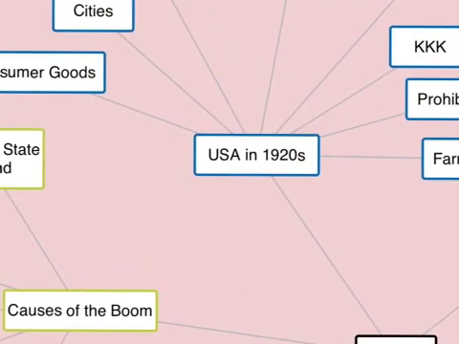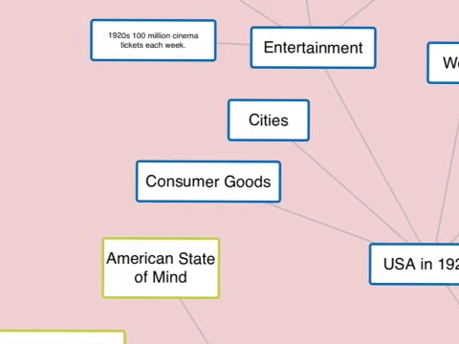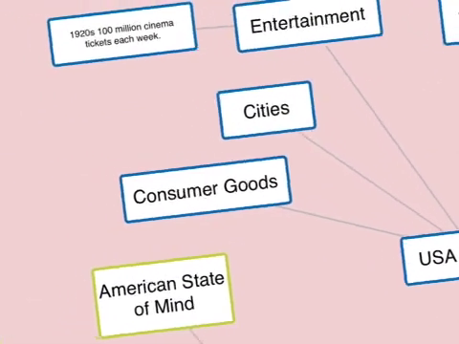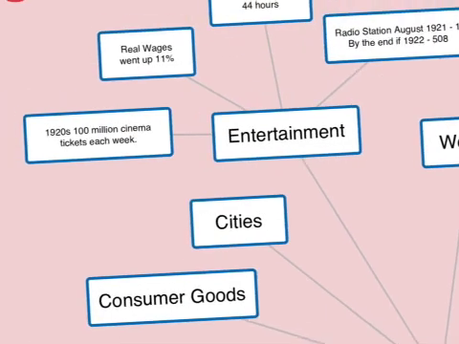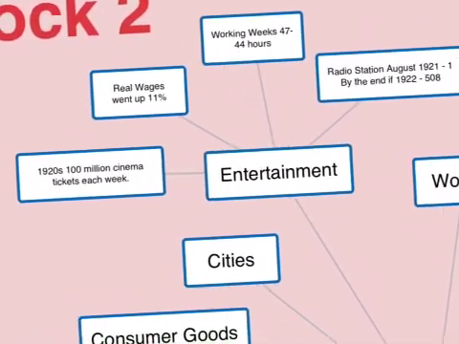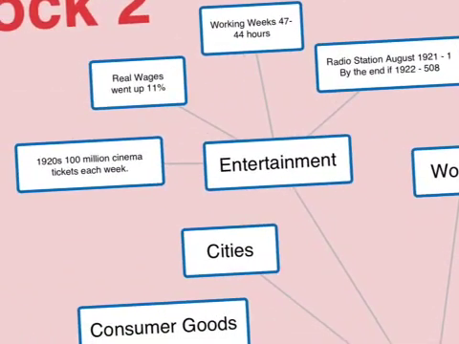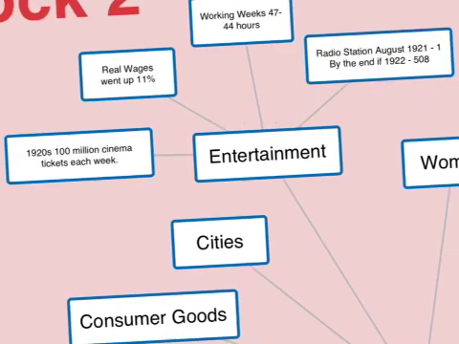Let's have a look at the next topic, USA in the 20s, okay. So you've got consumer goods. Okay, when, how much were they, what were consumer goods, how many were sold and all those things, the cities, how did they increase, entertainment, you can see for the entertainment one I've done it for you. So I've put entertainment and then I'm just putting off there key facts that I'm going to back myself to know, okay, 100 million cinema tickets sold a week, real wages going up 11%, working weeks dropping from 47 to 44, and the number of radio stations. Alright, so that's the kind of thing I'm after.